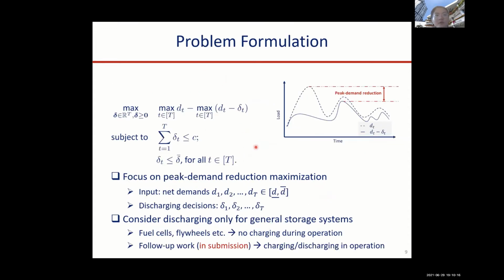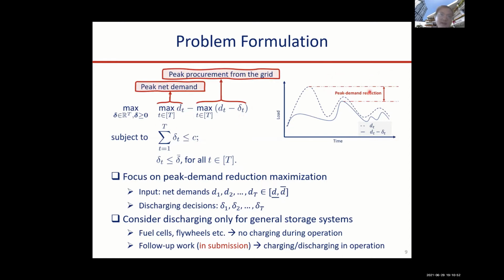As the problem formulation, we consider an on-peak period of T sequential time slots. The input of this problem is the net demands over the T sequential time slots. We assume that each unknown future net demand is within a given interval. Here we assume a uniform net demand lower bound and net demand upper bound. Our results and algorithms are also applicable to the case where each time slot has different lower bounds and upper bounds. Our objective is to maximize the peak demand reduction.